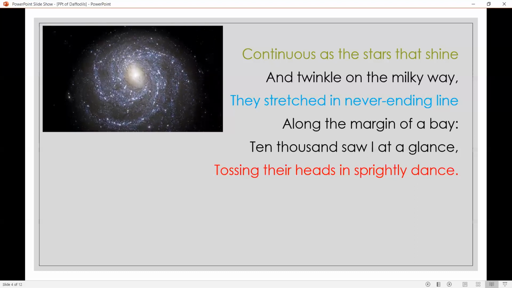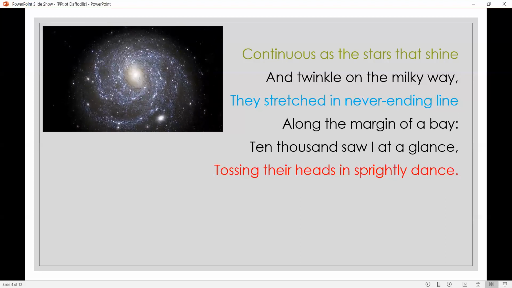What were they doing? Tossing their heads in sprightly dance. The poet yet again emphasizes the amount of daffodils he can see. He uses the word sprightly, which means lively, full of energy, full of life. But the word sprightly comes from the word sprite. A sprite was a Greek fairy who inhabited nature, similar to a spriggan. So the author uses this word very subtly. He doesn't give as much weightage as the word has, but uses it subtly, almost describing the daffodils as lively spirited fairies. Hope you have understood this part of the poem, the complete stanza. Let's move on to the next one.